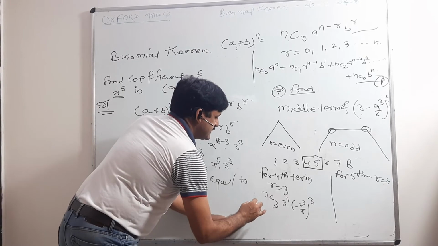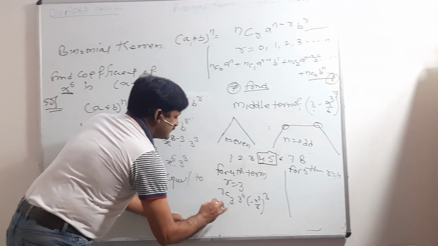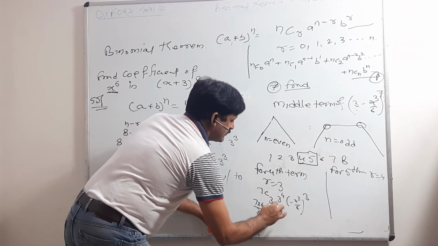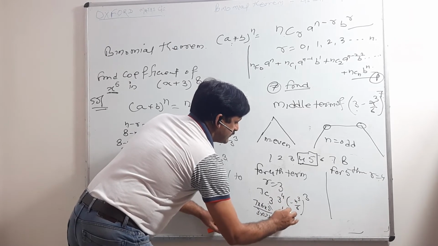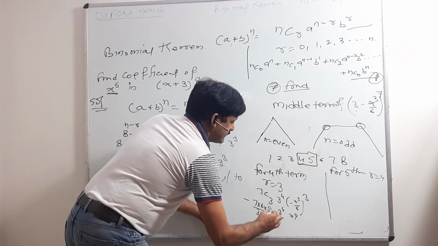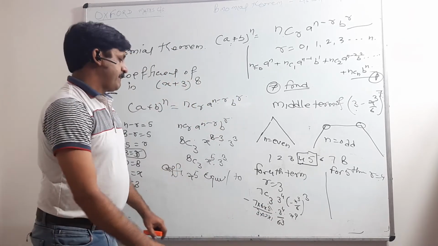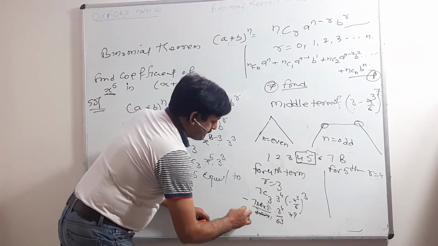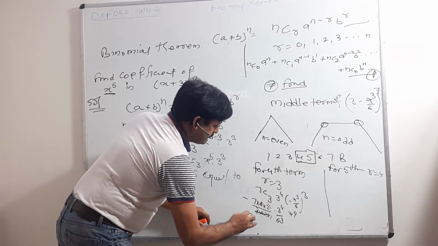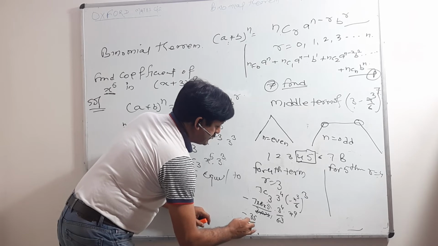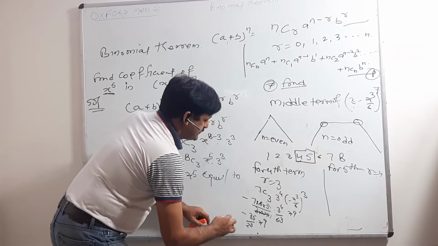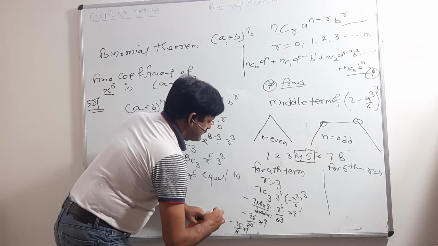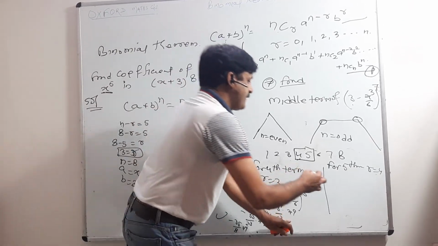Solve 7C3 is equal to 7 into 6 into 5 upon 3 into 2 into 1, 3 to the power 4 into x to the power 9 negative and 6 to the power 3. 6 and 6 cancel, and minus 35 upon 2 to the power 3 x to the power 9, or we say it is minus 35 upon 8 into x to the power 9. That is the fourth term.